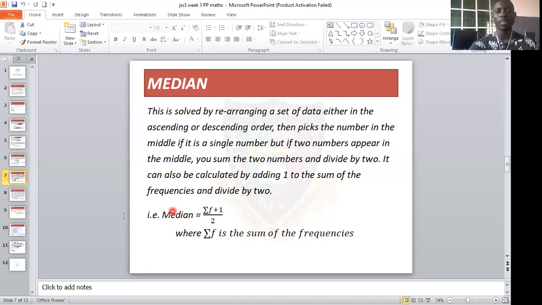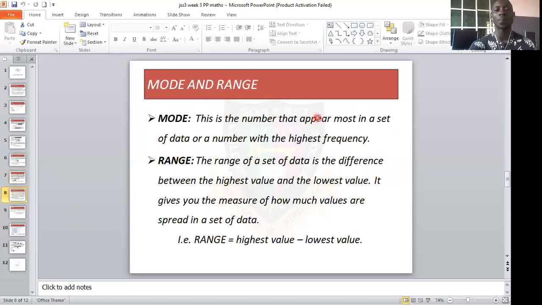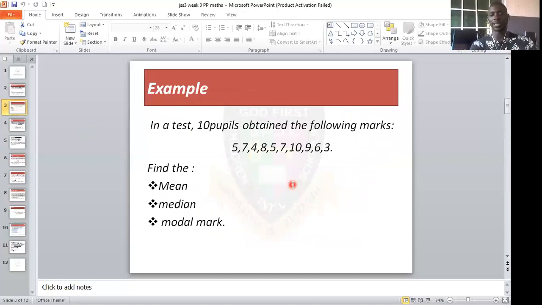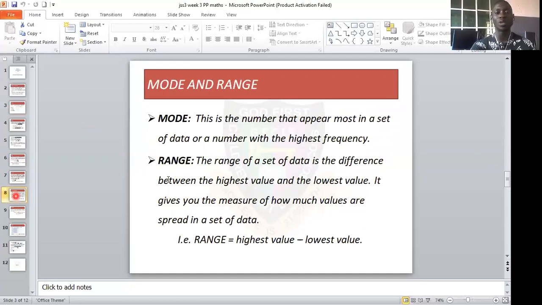I said earlier, mode is the number that appears most in the set of data or a number with highest frequency. On ordinary data, consider this example. In this data, the number that appears most is 5 and 7. But in the case of a frequency, mode is the number that has the highest frequency. Let me give an example. If we have basket equals 3, chair equals 5, and biro equals 13. Which one has the highest frequency? Of course, it's the biro. So it has the modal score. That is the mode. The number that has the highest frequency is the mode.